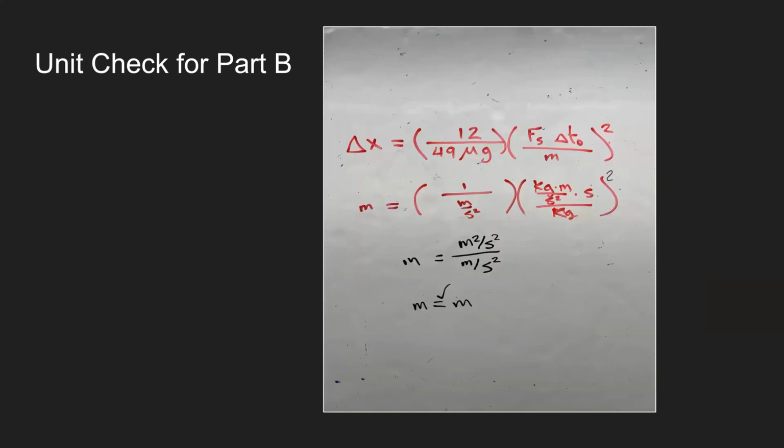Finally, we have a unit check for this. We get delta x, which is equal to meters, and through a lot of cancellation of kilograms and seconds through that equation on the right, we end up with just meters, which is perfect.